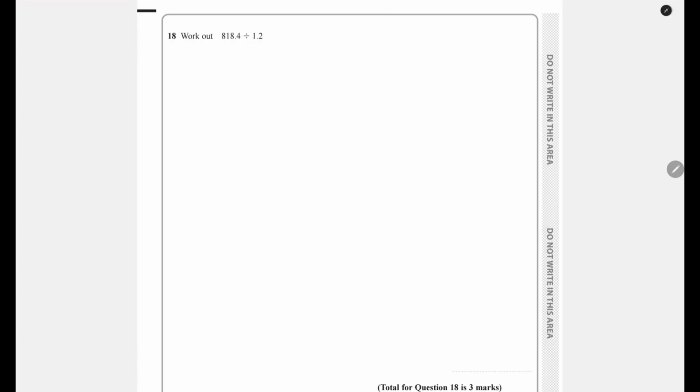Question 18 is asking us to work out 818.4 divided by 1.2. So the first thing that we can do is we can get rid of the decimal places from both numbers. If we multiply both numbers by 10, we have 8,184 divided by 12. We can then use long division to work this out. So that's how many 12s go into 8,184. So the first thing that we can ask ourselves is how many 12s go into 8?